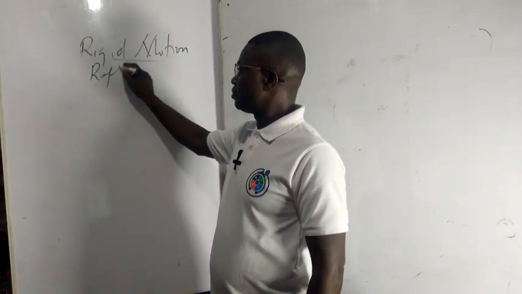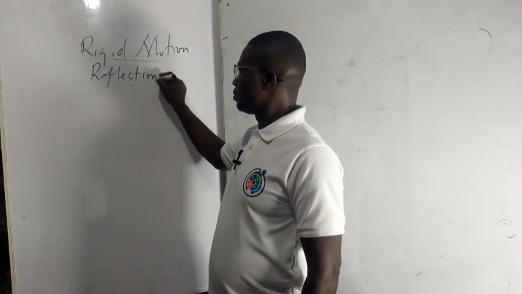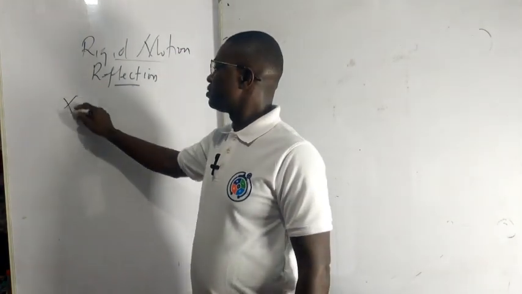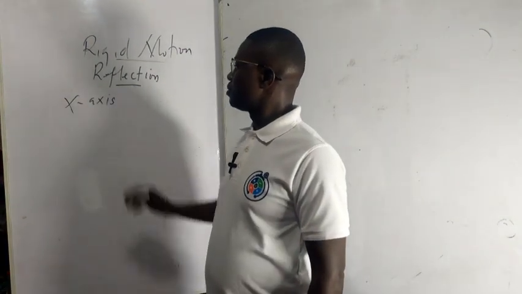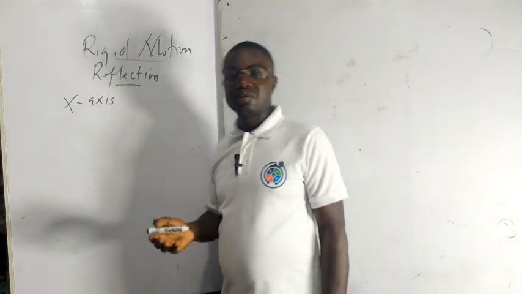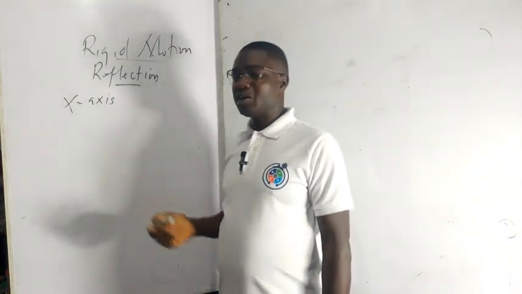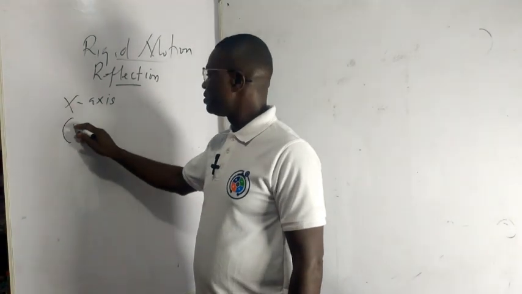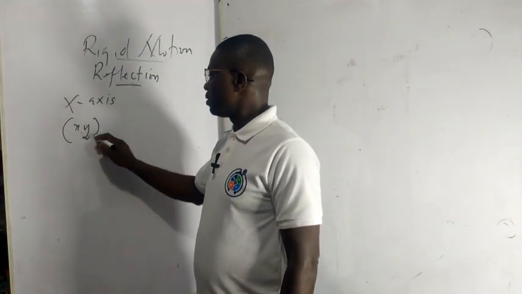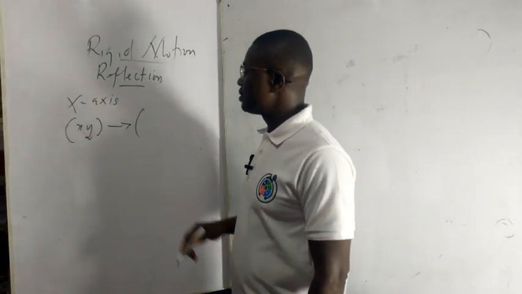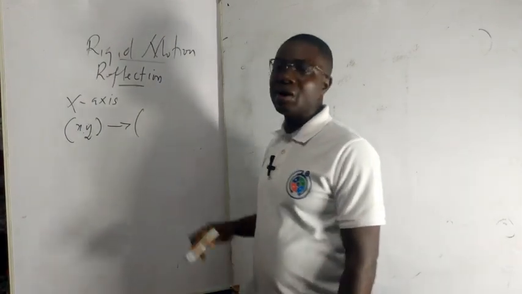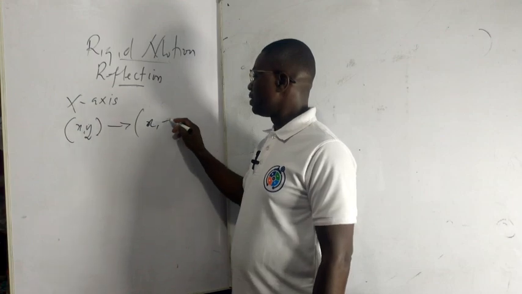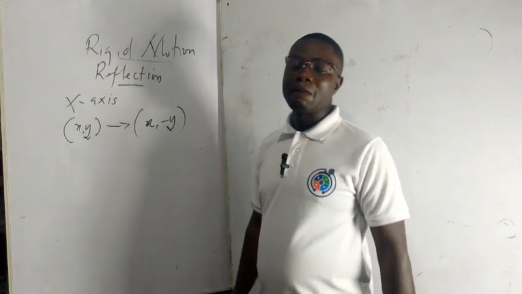Under reflection, we have on the x-axis. If you are to reflect any point on the x-axis, let's assume the coordinates x comma y, the rule says that when you reflect a point x comma y on the x-axis, you are going to have x comma negative y.